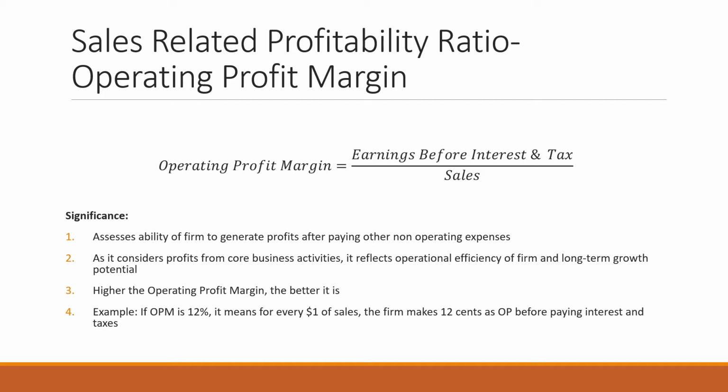If the operating profit margin is, let's say, 12%, then it means that for every $1 of sales generated by the firm, it makes 12 cents as operating profit, which is before paying interest and taxes. Operating profit margin is considered a better ratio of profitability because it considers profits only from core operations of the business and excludes the non-core. Hence, it reflects the long-term prosperity for the company.